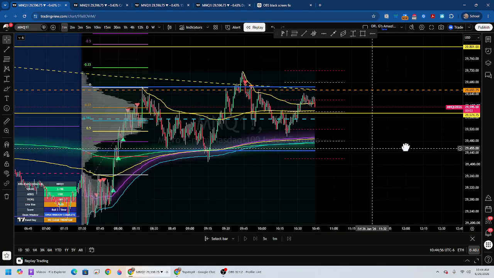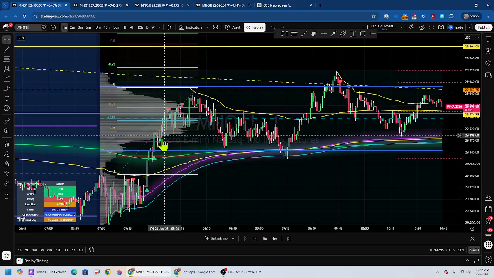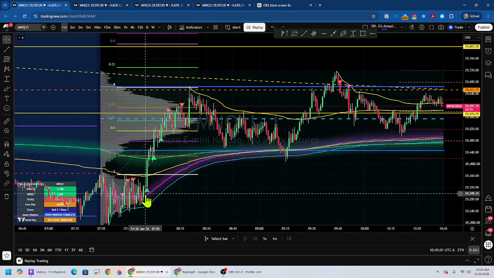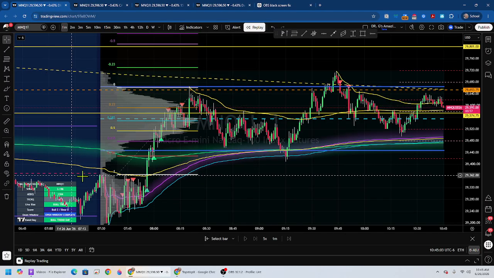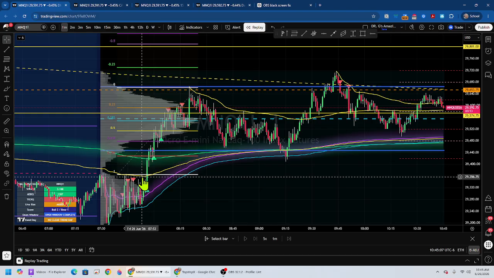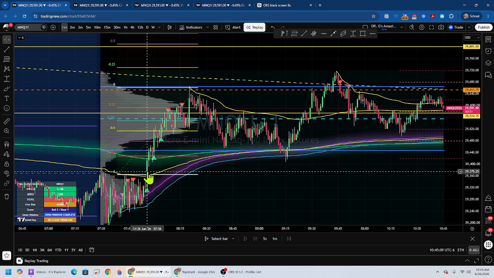Okay, but the thing I wanted to show you was the squeeze right here. Comes up, all these people that are shorted overnight are like, oh no, let's close our position. And you can see that gigantic move up here because everybody's covering right through there.